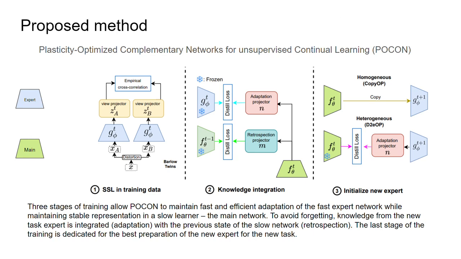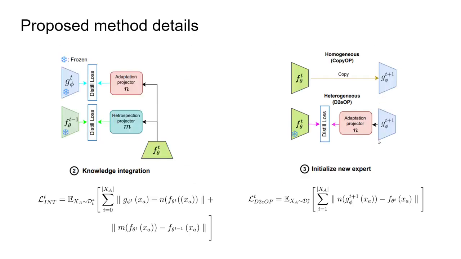And in a third step, you need to initialize your expert to begin at a good point for the new knowledge. If the architectures of the main network F and the expert network G are the same, you can just copy the weights. But if the architectures are different, you can again project the features of the network that is going to be learning to the same dimensionality and then minimize the distance between these two representations.